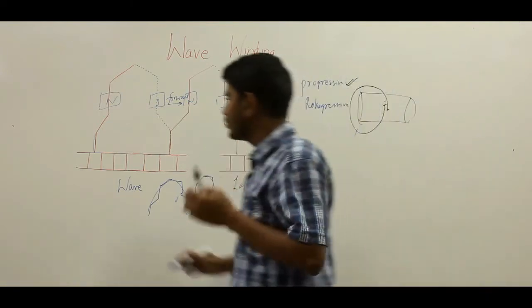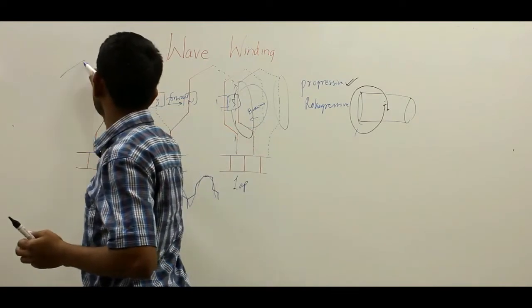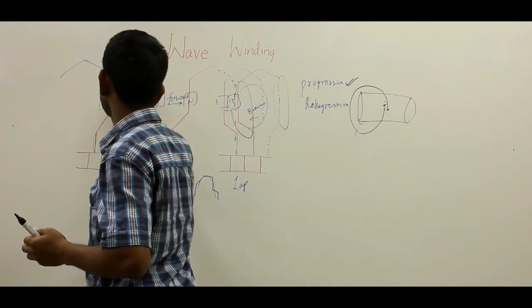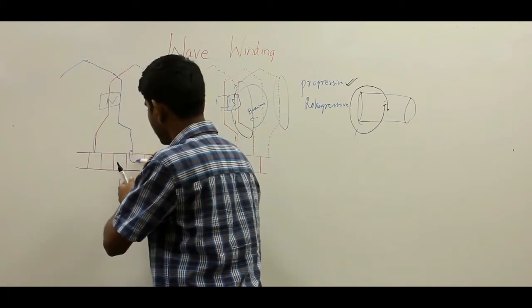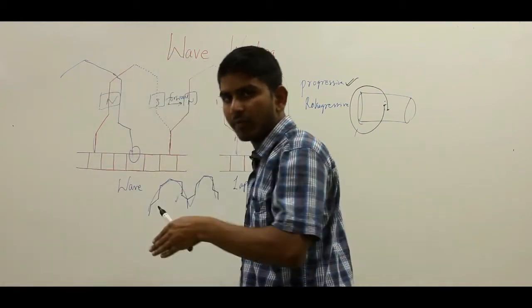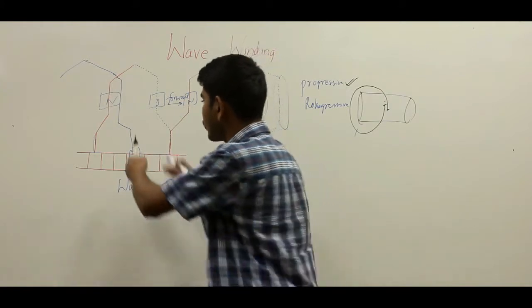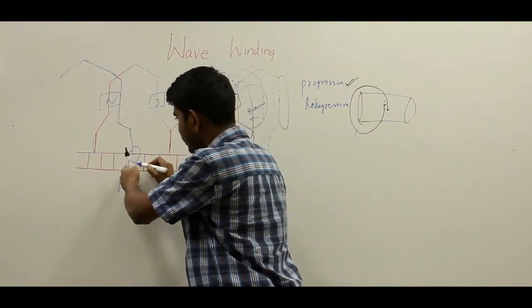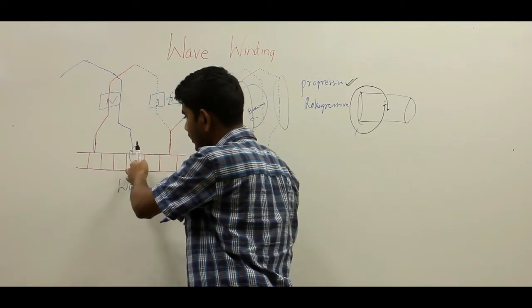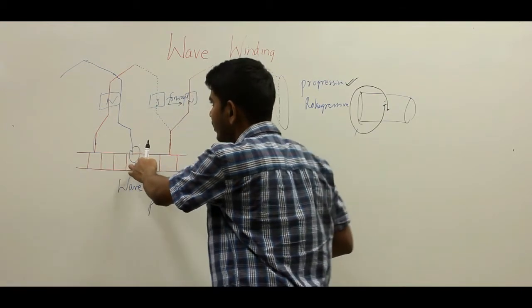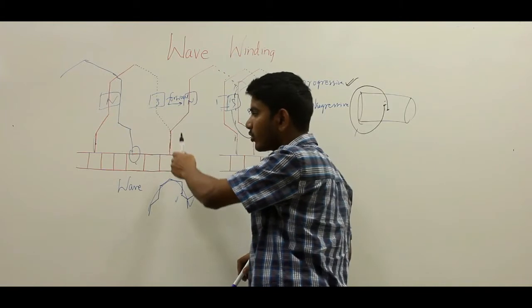If I draw it like this, let me say there is a winding here and this winding is coming like this. After traveling one complete round of the armature core, your winding falls in the slot which is right of the starting point. So this is your starting point and you are falling here. As it is right of the starting point, you can term this winding a progressive winding.